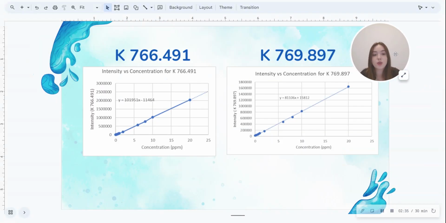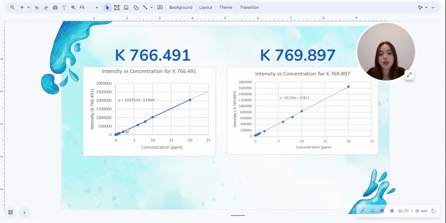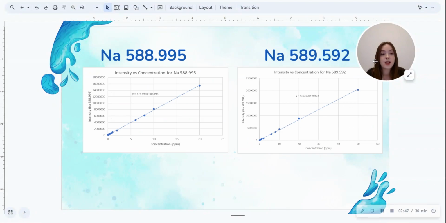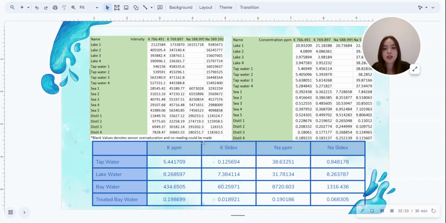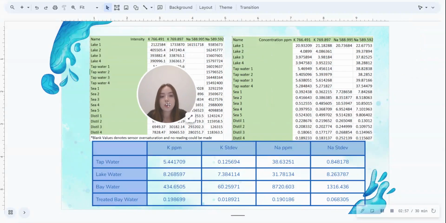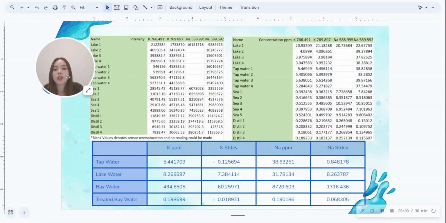Right, and then here we have some graphs showing the intensity absorbance versus the concentration for the potassium ones. They both have a linear increase: as intensity increases, so does the concentration. And here are the sodium ones. Once again, pretty similar.